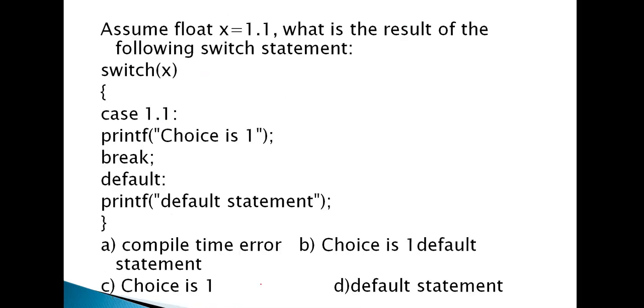Okay. So, next one. Assume float x is equal to 1.1. What is the result of the following switch statement? Okay. Switch x. Case 1.1. So matching occurred? Yes, the match has occurred. Choice is one, break.